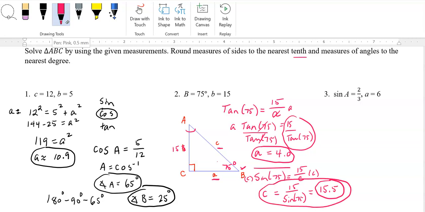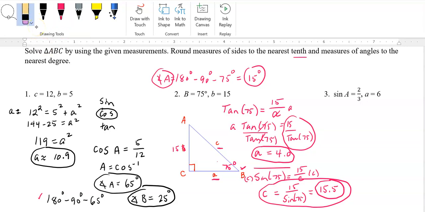And then angle A is the easy one because, once again, just think about what we did over here. You just start at 180, and we know we've got the 90-degree angle, the right angle. We also know B is 75 degrees, and so the difference has to be angle A. Okay, so 90 minus 75 is 15 degrees. Angle A is 15 degrees. All right, 2 down, and then one more triangle to solve.